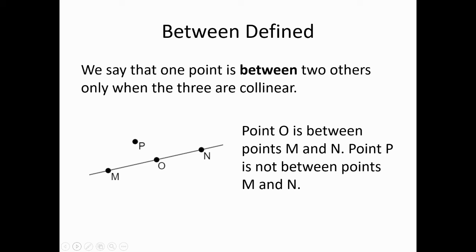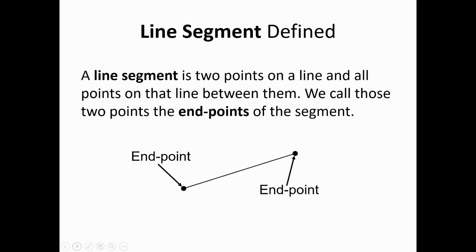So in the diagram, you see that O is between points M and N because they all do lie on a line, but we will not say in this class that point P is in between points M and N because P does not lie on the line that passes through M and N. So it cannot be between. Now, line segment. Line segments are derived in some sense from lines.